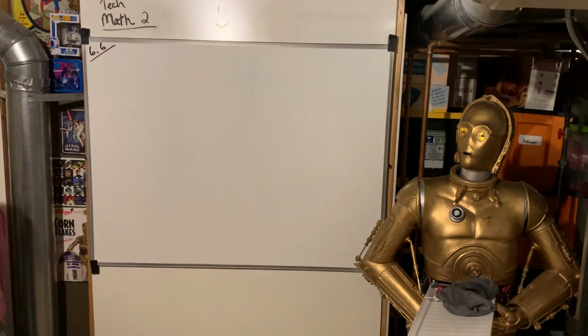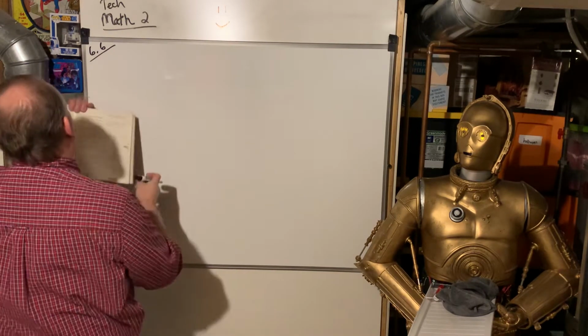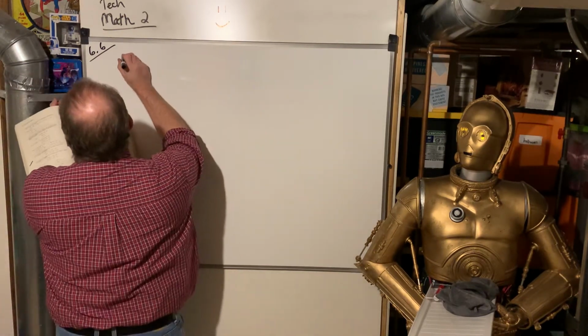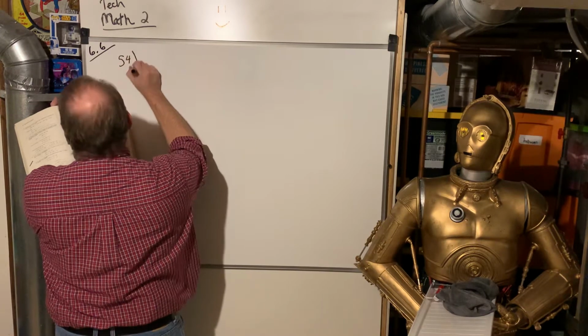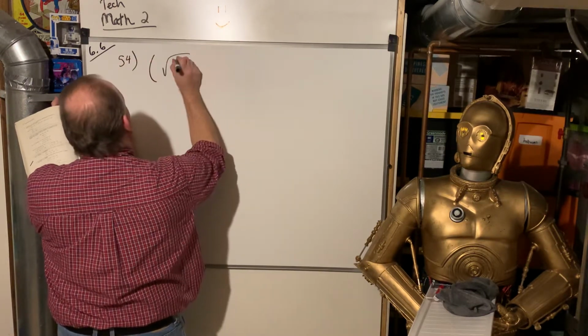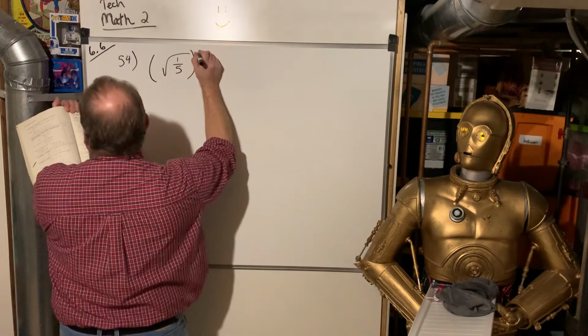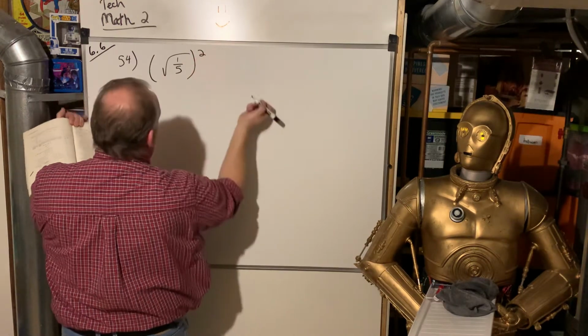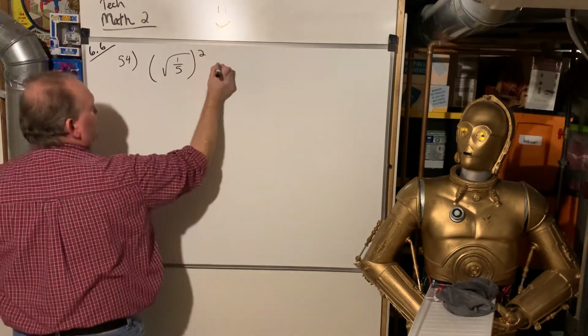So we're looking at raising powers. Remember, when you have a power raised to a power, you multiply the powers. So you get the square root of 1/5 squared. Okay, so basically what this is going to do is just going to be 1/5.